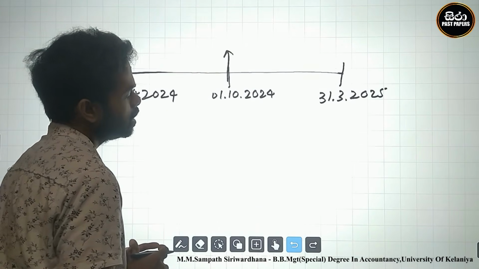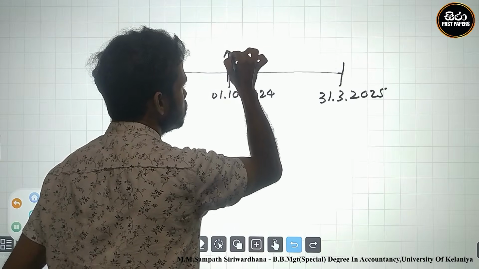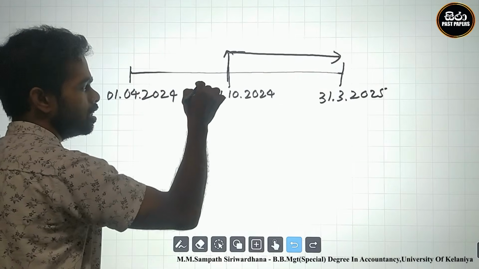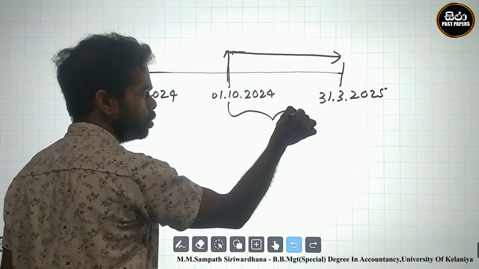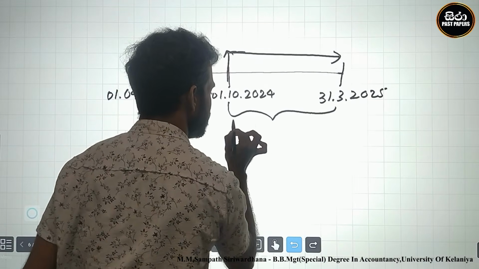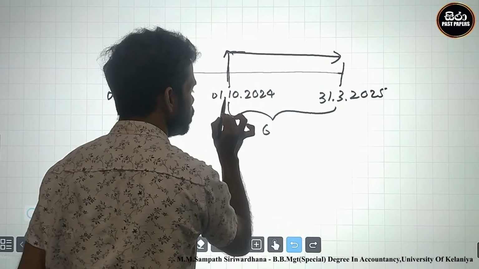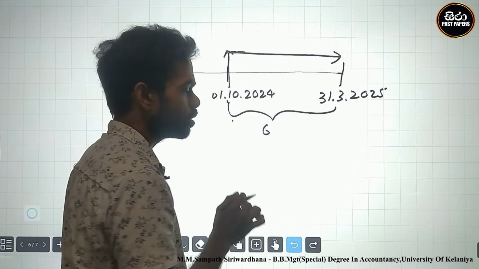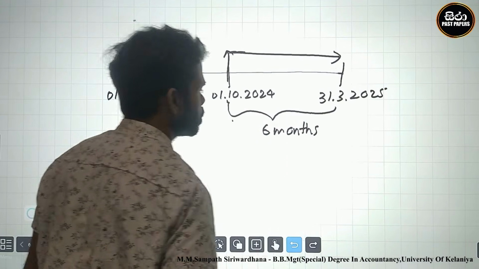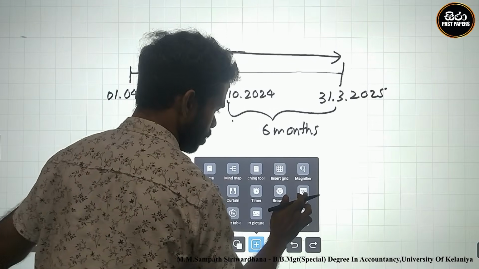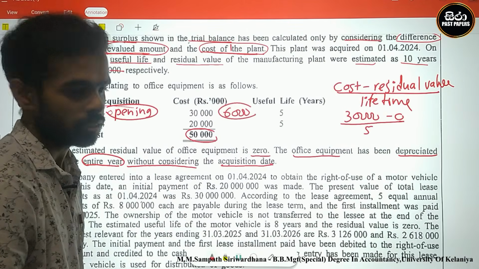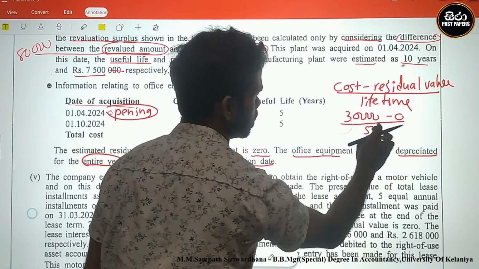After that, we must calculate from this date to this date. The period available for using this asset is 6 months, from this date to this date. Therefore, we must calculate 6 months of depreciation for this 20,000 asset.